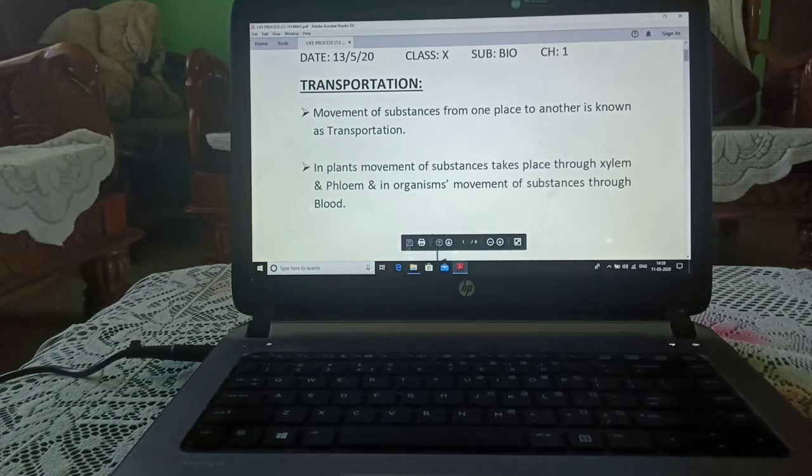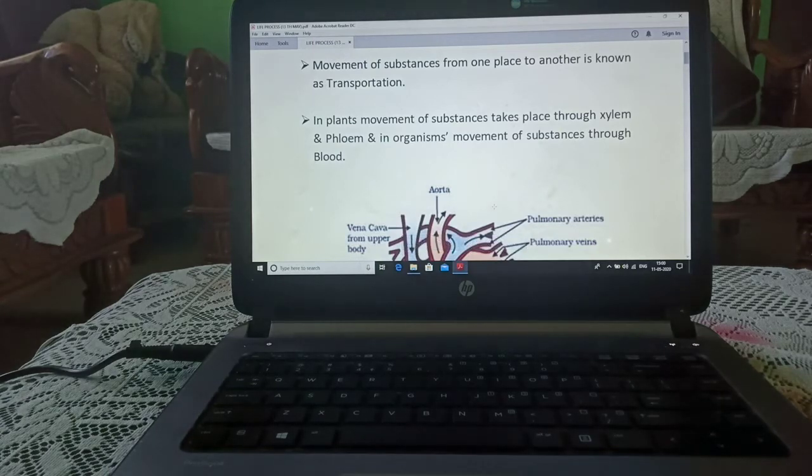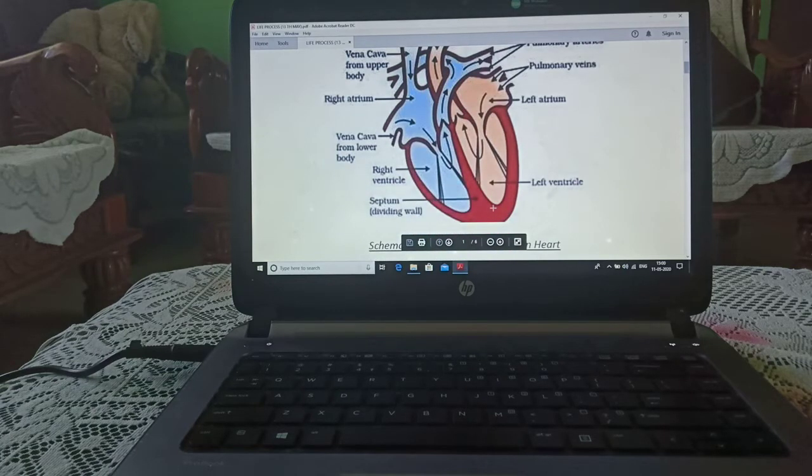Today we are starting with transportation. Movement of substances from one place to another is known as transportation. In plants, movement of substances takes place through xylem and phloem, and in organisms, movement of substances takes place through blood, and blood is pumped out with the help of the heart. As you can see, it is the human heart.